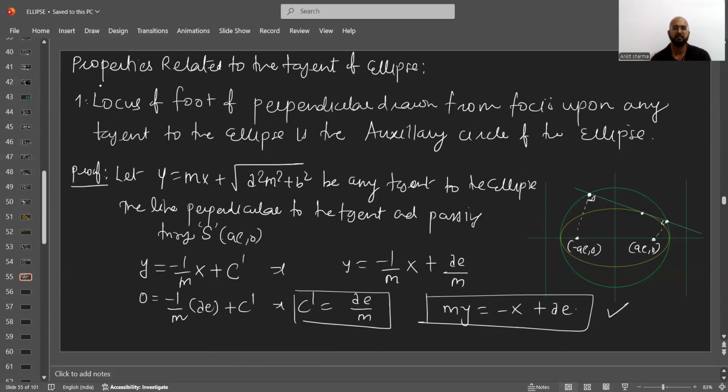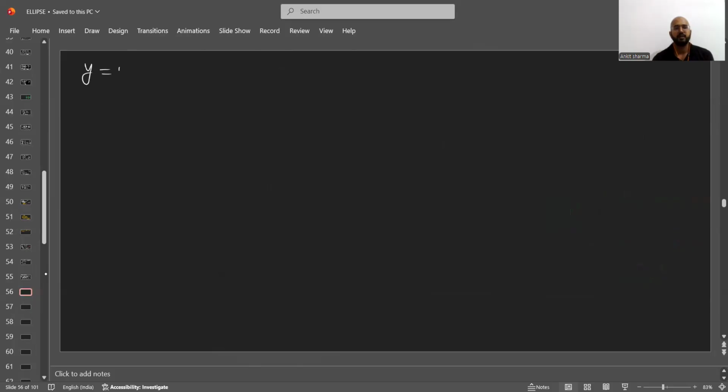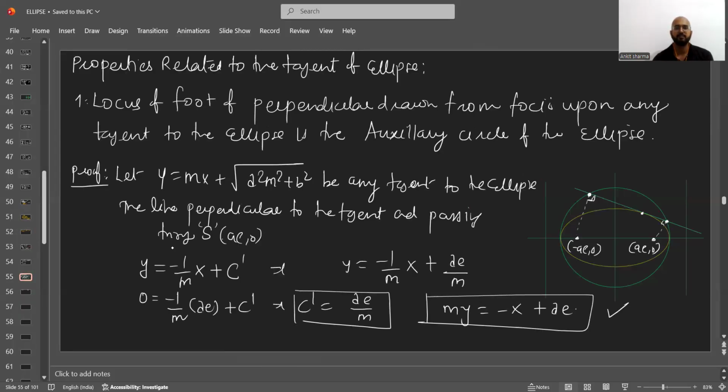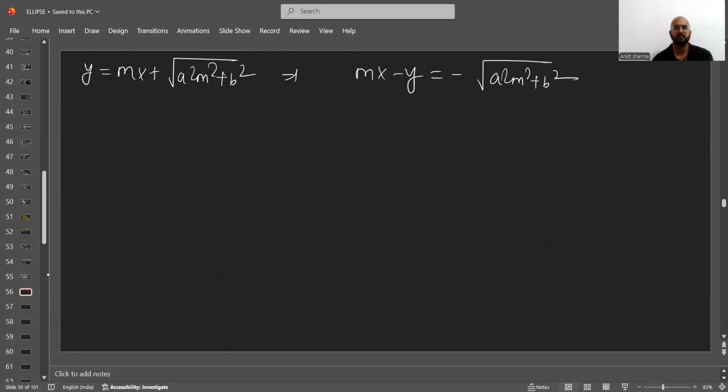So this is my tangent, and I have this line. This point is nothing but the point of intersection of this line and the tangent, so I can solve these two lines. I have y = mx + root of (a square m square + b square). So from here, mx - y = -root of (a square m square + b square). And the other line is x + my = ae.